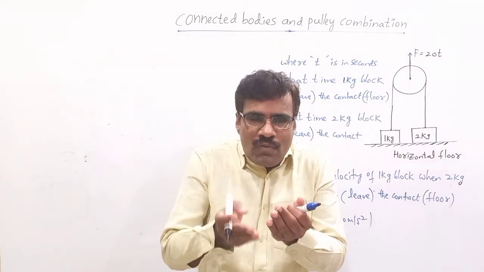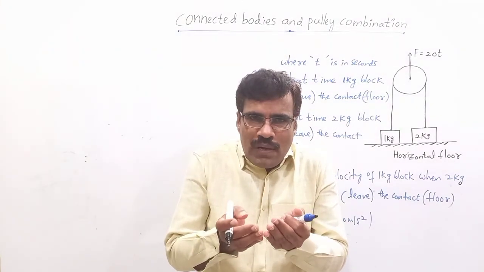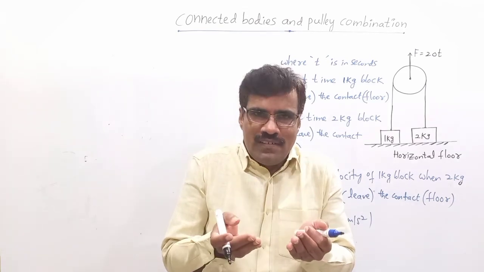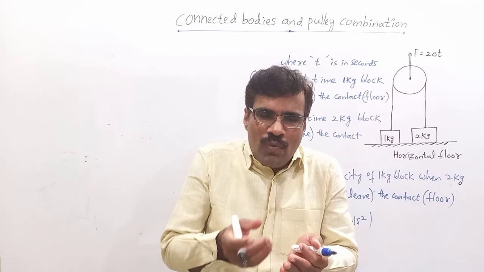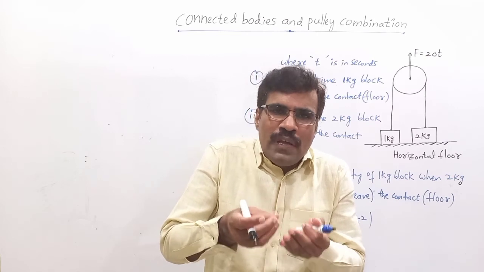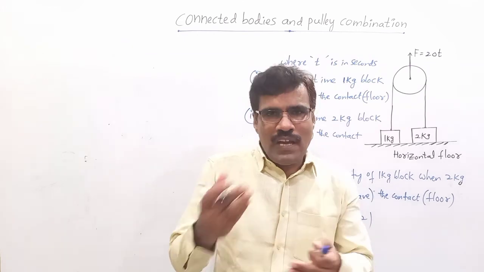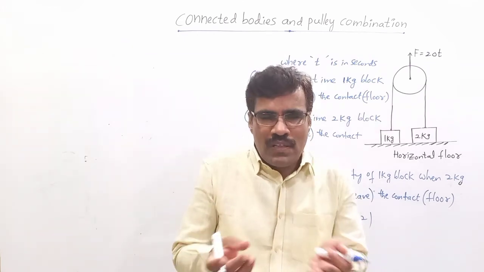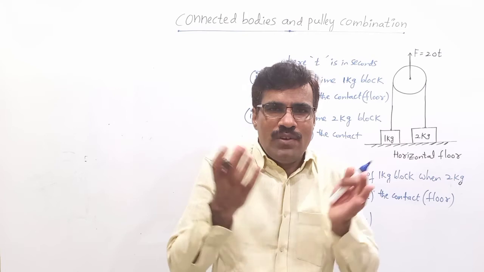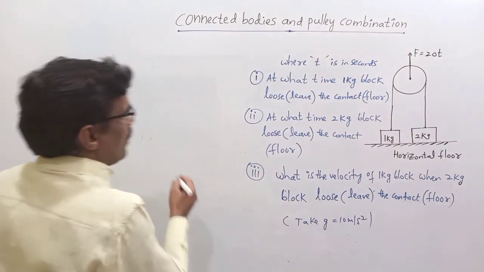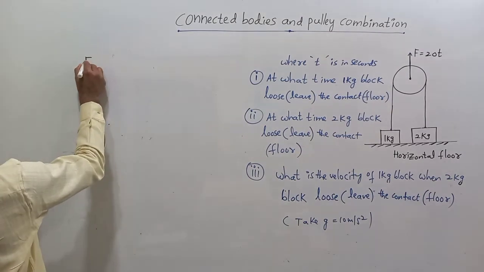So here weight is acting vertically downward. That's why the minimum force required to lift the block is nothing but its weight. A 10 Newton weight down, we apply 10 Newton, the minimum force to lift the block. More than 10 Newton, no problem. That's why the minimum is 10 Newton, its weight. So here, that is for the 1 kg block.